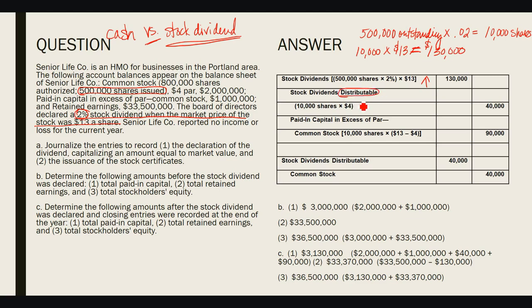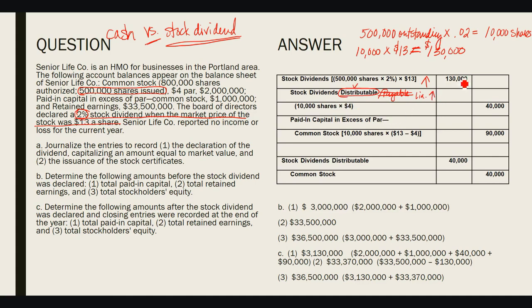This is a liability account. It would have been nice if they said stock dividends payable. To me, that would make a whole lot more sense. But because we're not paying it, we don't use the word payable. We are going to distribute more stock. So that's why we use the term distributable. Get it? I hope so. So that's a liability, and it's increasing.